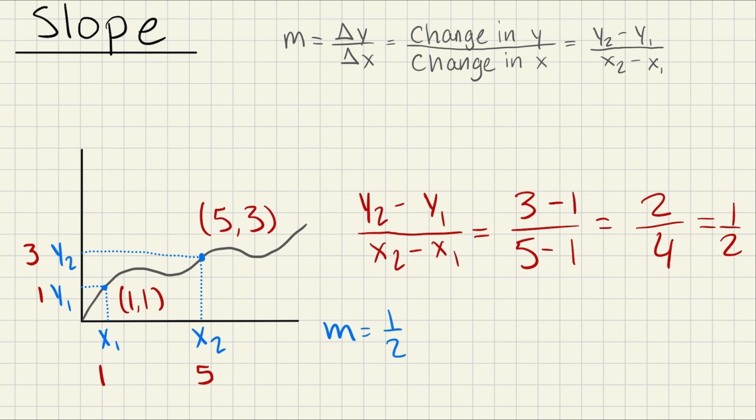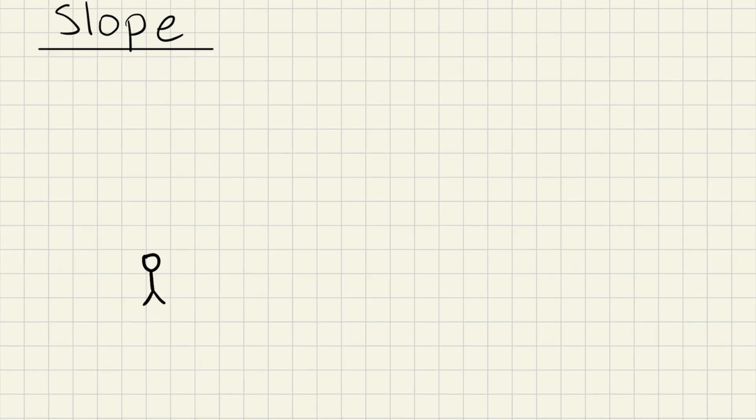But 1 half what exactly? Well, it means that our y changes by 1 half unit for every 1 unit that x changes. And that's really the meaning of slope. We're looking at the ratio of change between the y units and the x units. So let's go ahead and set up a real world example now.